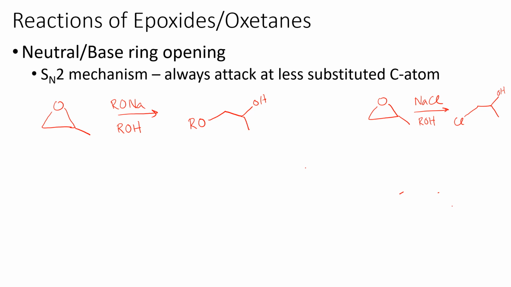But the key here is under the basic, the O- conditions or the neutral conditions, we are going to be looking at an attack on the nucleophile adding to the less substituted carbon atom. So if we specifically look at the mechanism, again, it is more of that SN2 type mechanism. The nucleophile, whether it is basic, whether it is neutral, is going to come in and attack the less substituted side at the same time that we see the ring break open.